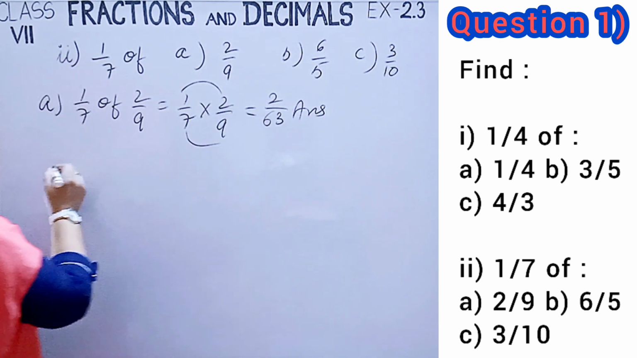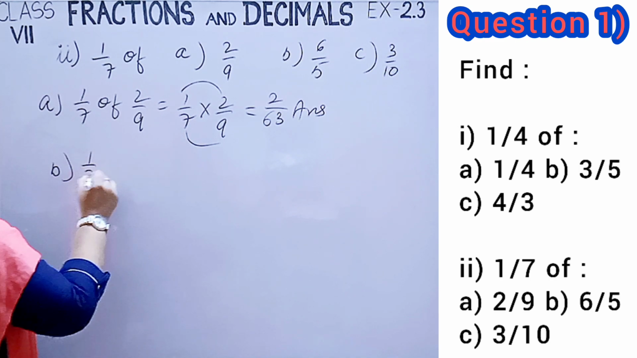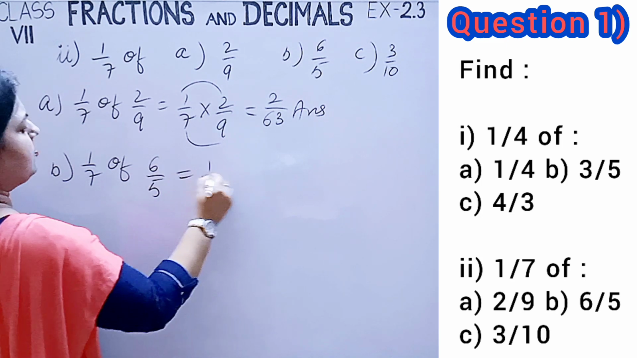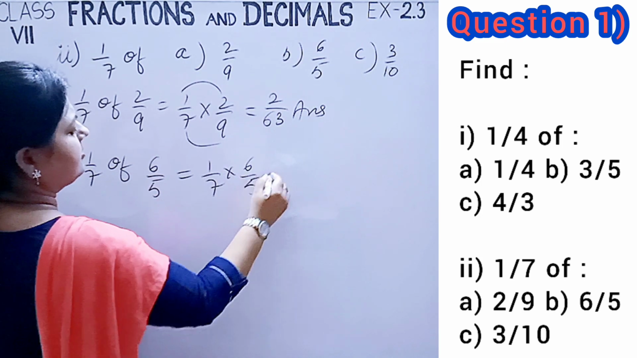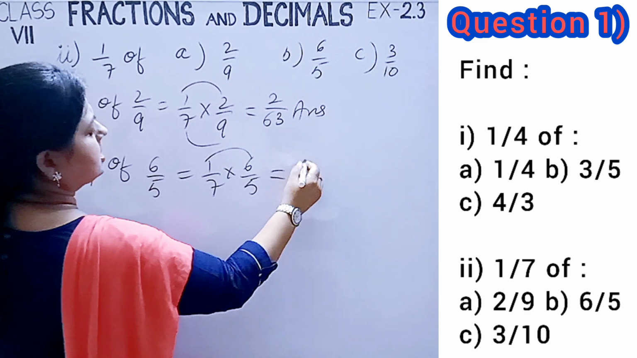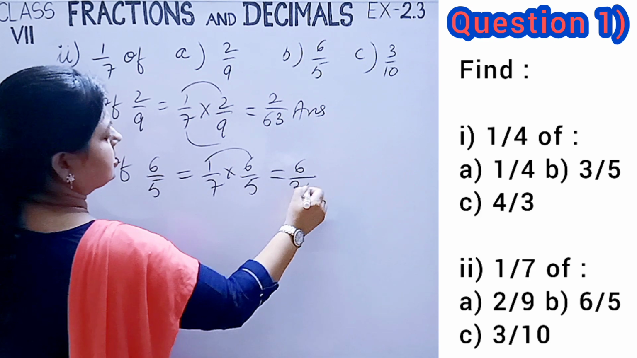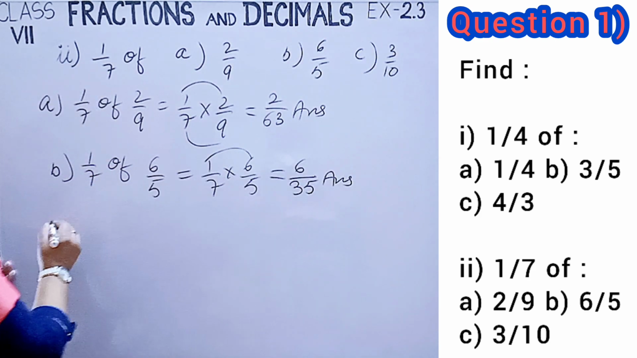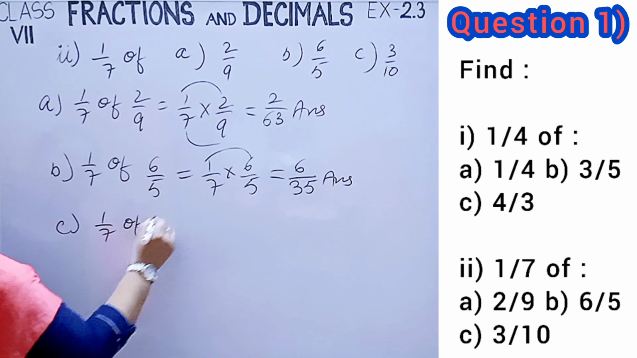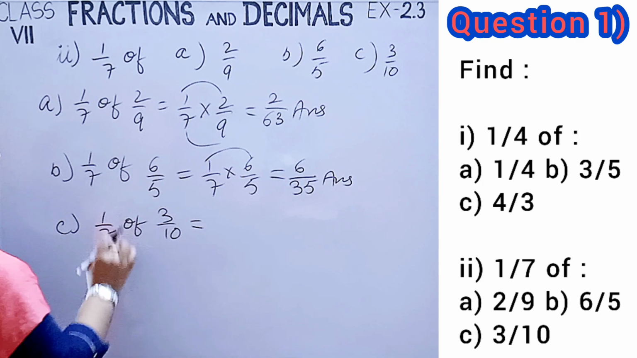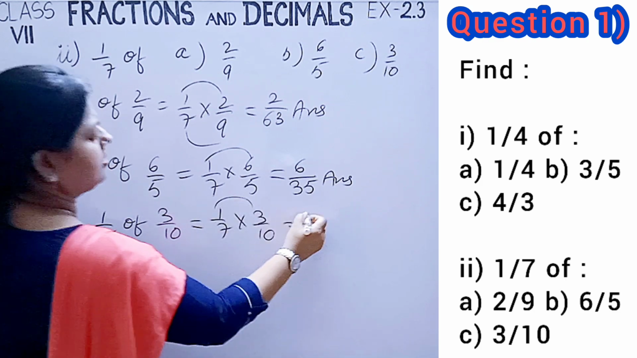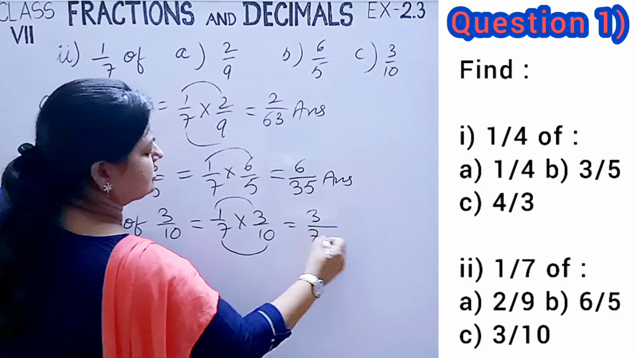Answer. B part, 1 by 7 of 6 by 5 is equal to 1 upon 7 into 6 upon 5. Directly multiply, 1 into 6, 6, 7 5s are 35. Answer. C part, 1 by 7 of 3 by 10. So 1 by 7 into 3 by 10. 1 into 3, 3, 7 10s are 70.